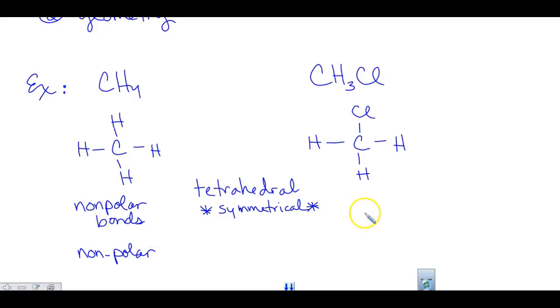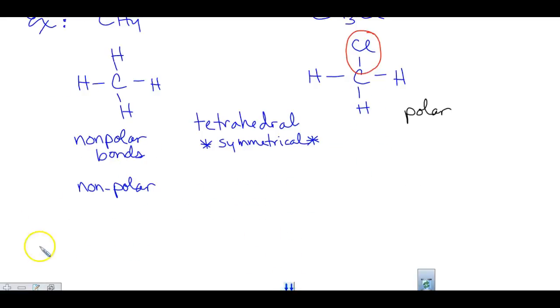In order to have a polar molecule, you must have polar bonds. So, hey look, there we have a polar bond. Okay, so even though this particular one is symmetrical, the dipoles don't cancel because they're not equal. So this one is polar. Okay, another example.